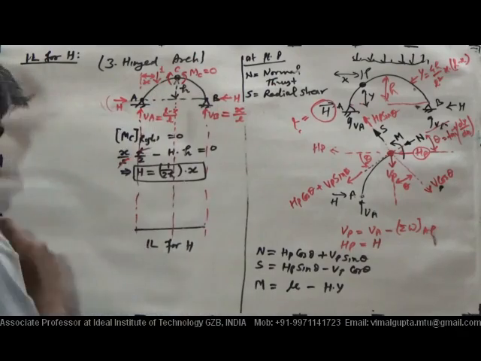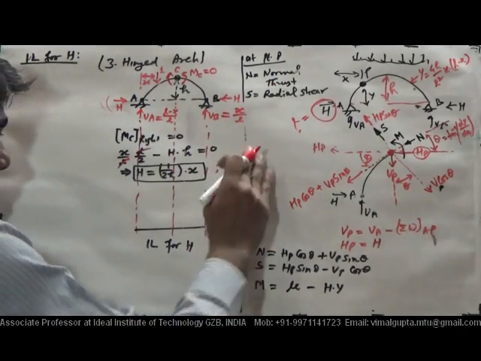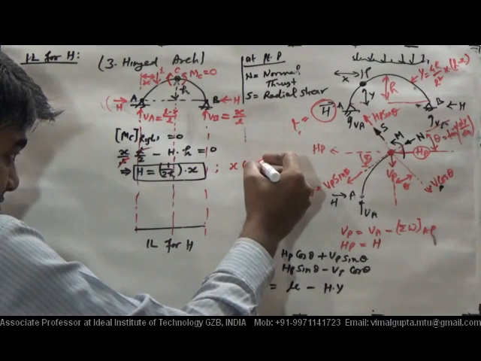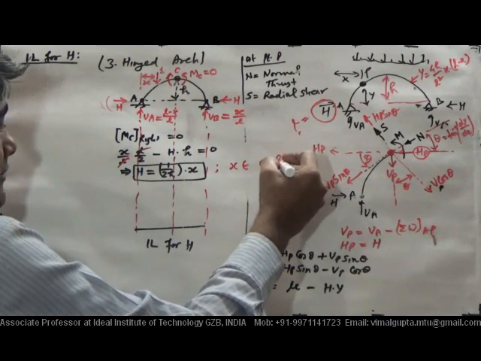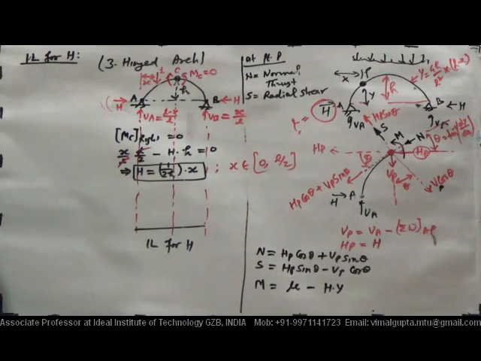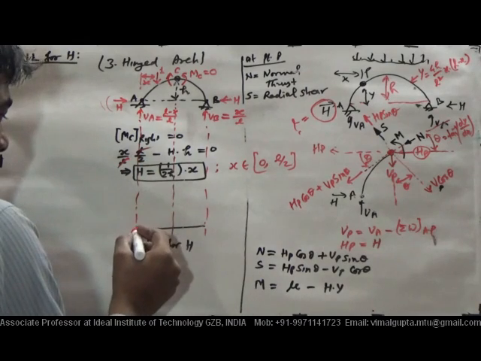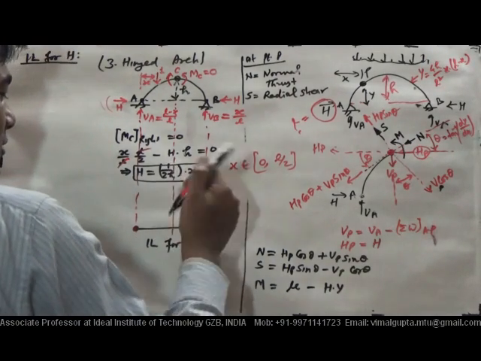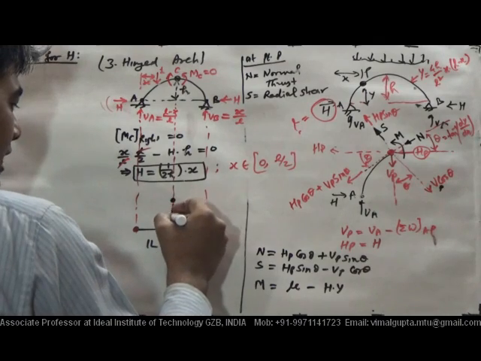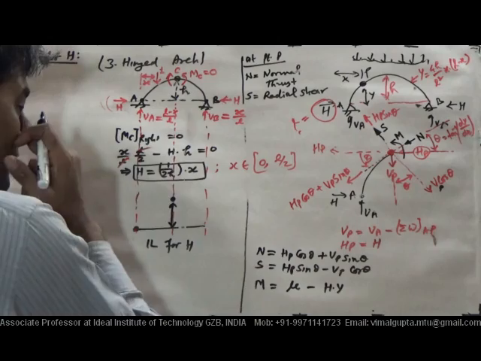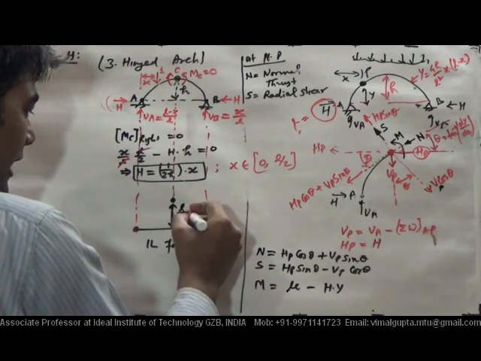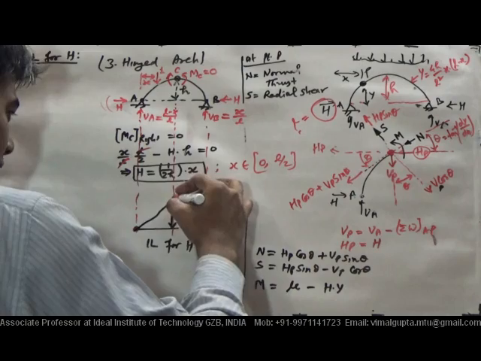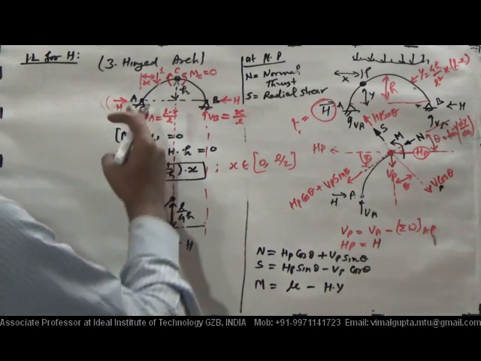So what will be the applicability of this equation? The applicability of this equation will be x belongs to 0 to L by 2, closed interval. So when x is equal to 0, what will be the value of H? It will be simply 0, and at x is equal to L by 2, the ordinate I will get is L by 4H. Since this graph is linear, therefore it will be the plot for the segment AC.